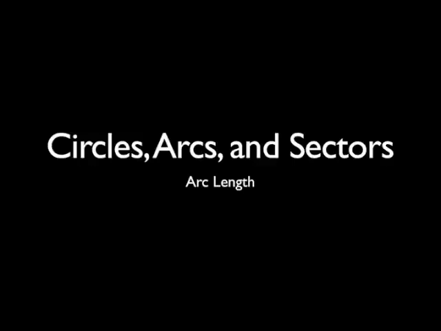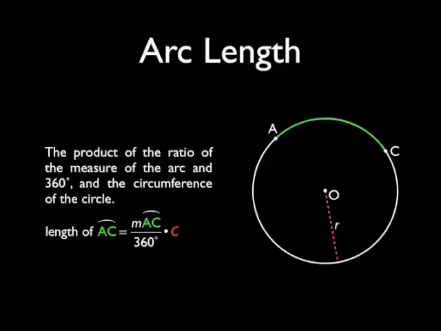Now let's talk about arc length. Arc length is the product of the ratio of the measure of the arc and 360 degrees and the circumference of the circle, which of course is 2 times pi times the radius. Now notice the measure of arc AB divided by 360 degrees. This is the portion of the circle. So this is how much of the circle you have times the circumference.